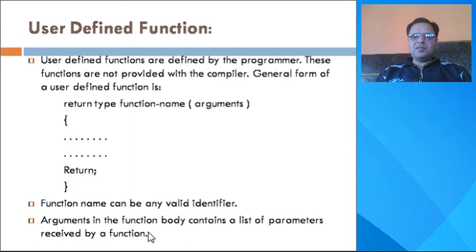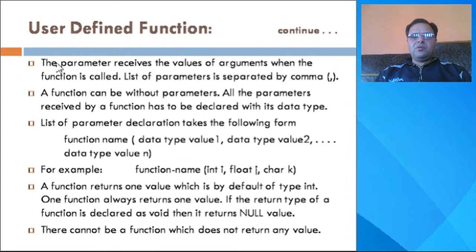The argument list is the part containing the list of parameters received by the function. The parameters, the values which we have to pass to the function, are the arguments of the function. The parameter receives the value of the arguments when the function is called. When we call a function, the function parameters will receive the values of the arguments. The list of parameters is separated by commas. So the parameters written in the brackets will be separated by commas.